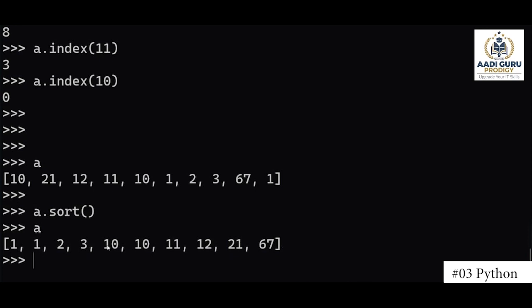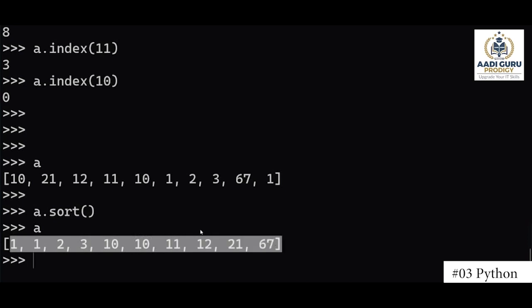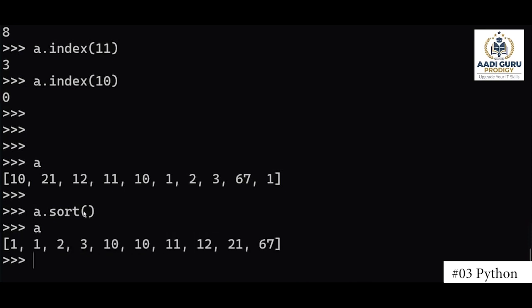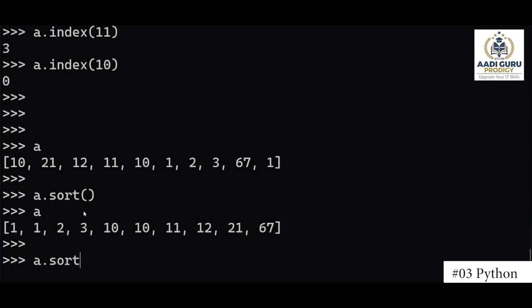See? 1, 2, 3, then 10, 11, like this. So it has arranged the numbers in increasing order, right? If you want to arrange in decreasing order, then a.sort. So we have to mention how you want to sort. If you are not mentioning anything, then it will go in increasing order like this. But if you want decreasing order, then you have to mention, hey, sort operation, now do the sort, but in reverse order. Reverse equal to true. So you have to mention like this.